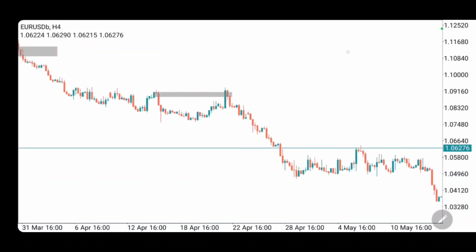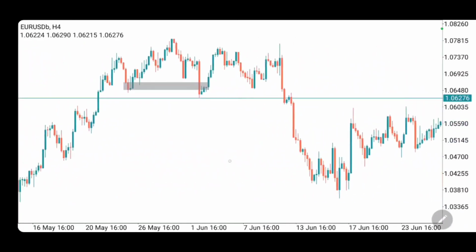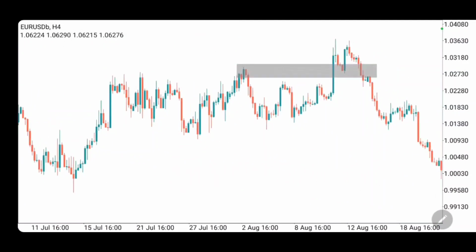Another case here, the buy side liquidity was raided right here. The market raided it, and now we have a total soup short here as well. Here as well, the sell side liquidity was raided, and the market gave us a total soup long. Okay, just take your time to practice this.